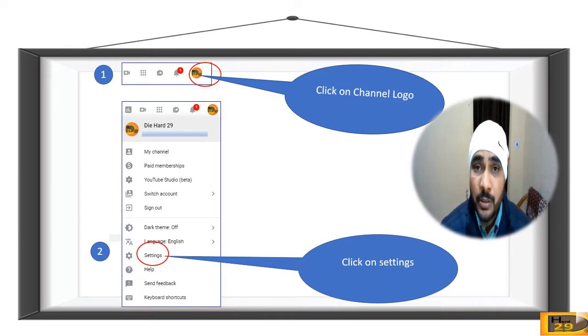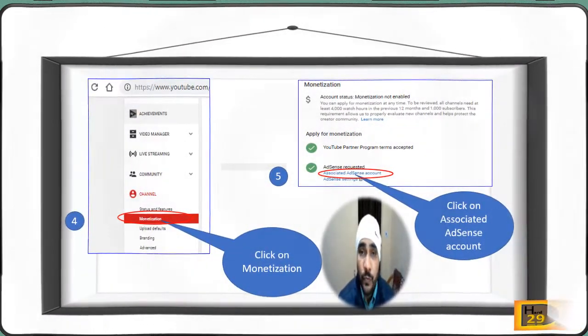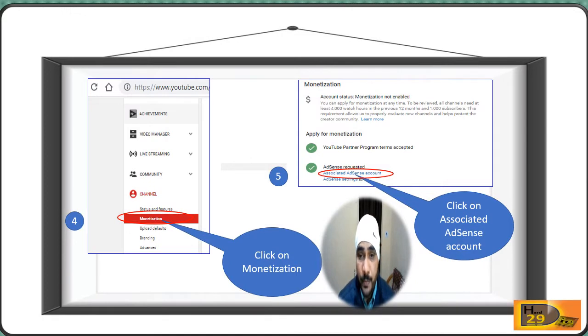Once you click on settings, on the next page you will see view additional features. So the third step would be click on view additional features. Fourth step, after you click on view additional features, you need to click on monetization, which is under the channel option. You will find the channel option, and below that you will find monetization.